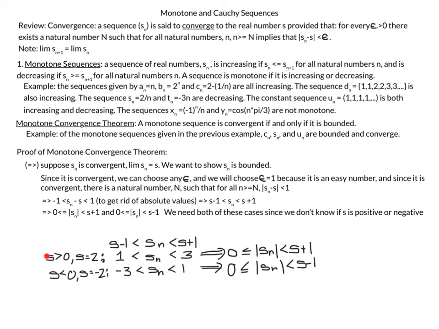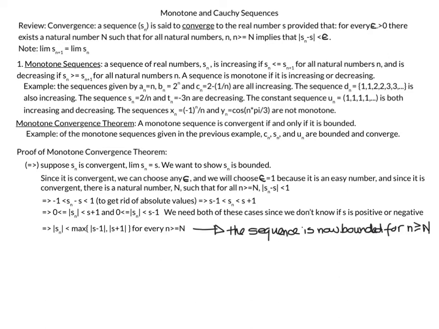So in this case, where s is positive, I have the absolute value of Sn bound by 0 and s plus 1, the 3 value. But when s is negative, I have Sn now bound by 0 and s minus 1, the -3, because I'm looking at the absolute value of s minus 1. So that's why there are these two cases here, because we don't know if s is positive or negative. But in either case, we have a bound.